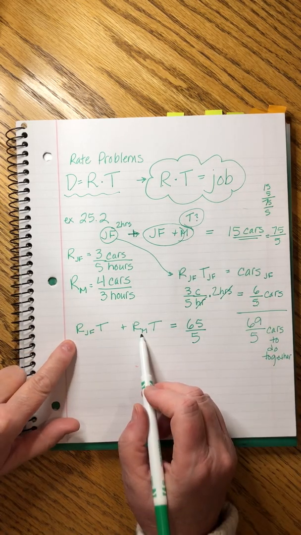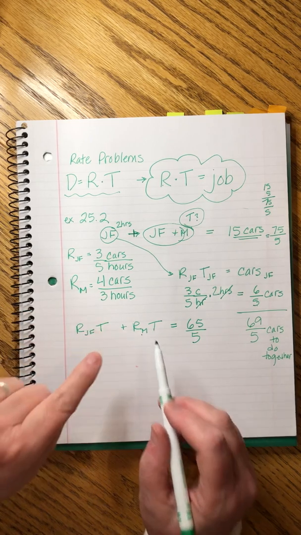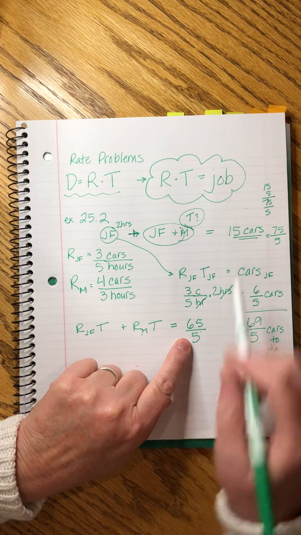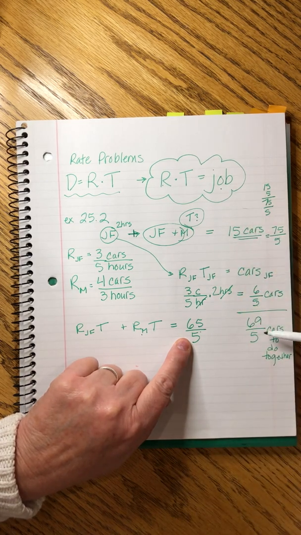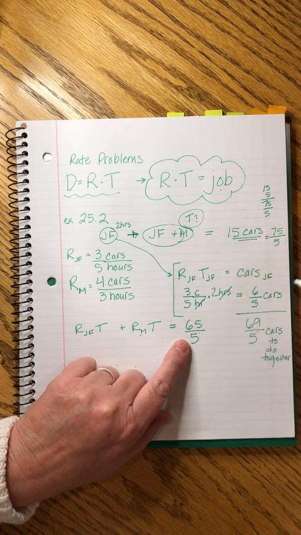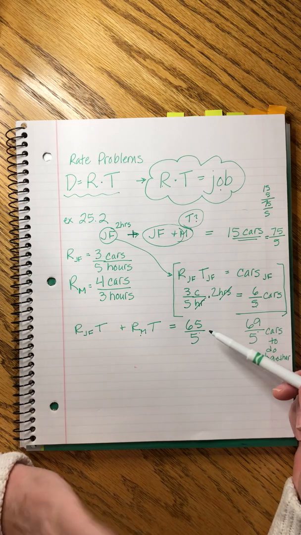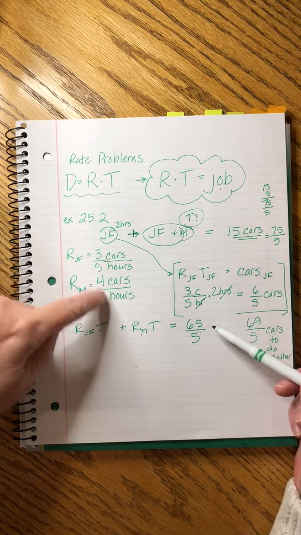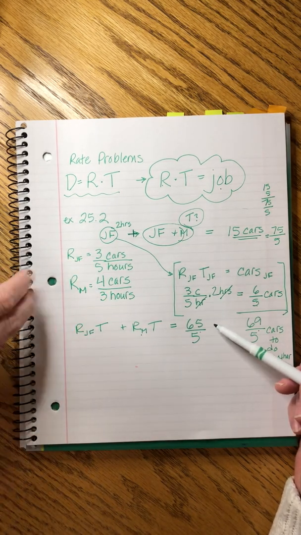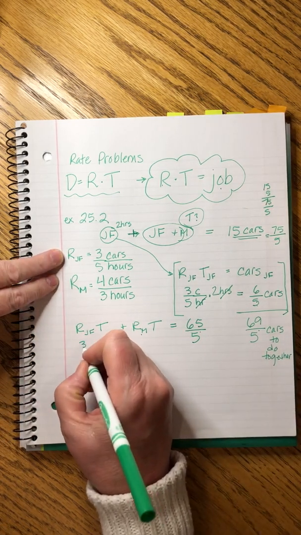So we have their rates separately. They're right there. We don't know the time, but that'll be the variable. And the job that they have to accomplish is the cars that are left after Joe Frank does his little beginning thing, right? So we figured all that out first. And now we know how much of the job is left. Okay, so now what we can do is substitute in their rates and we'll be ready to solve. This is hard, you guys. This is hard. Okay, so 3/5.